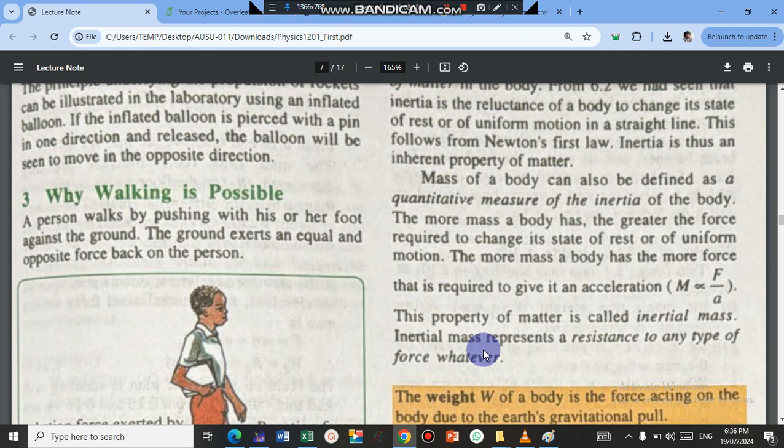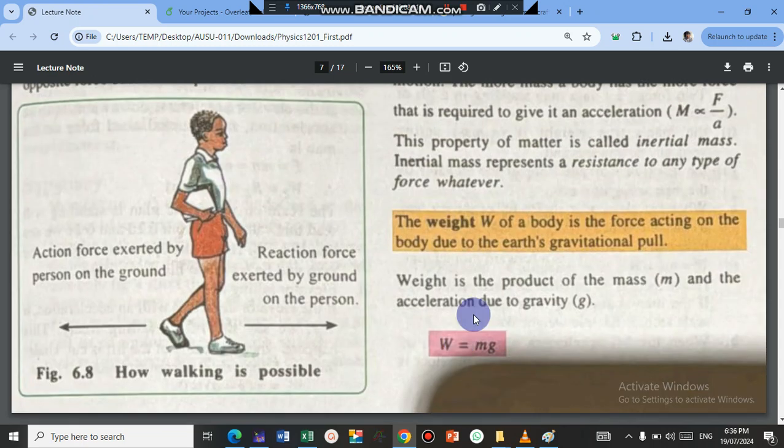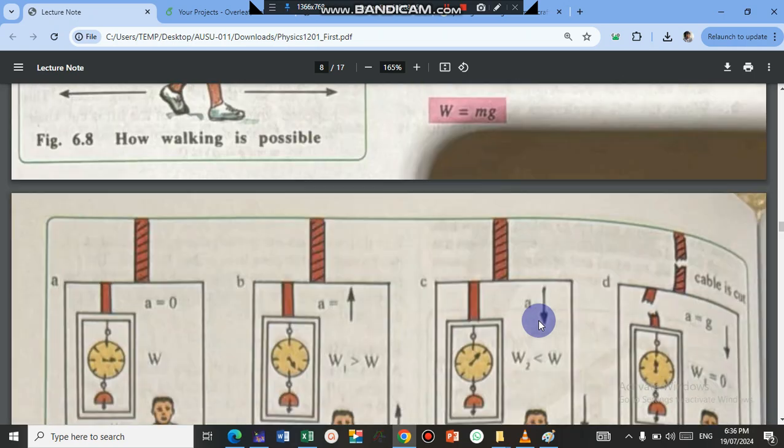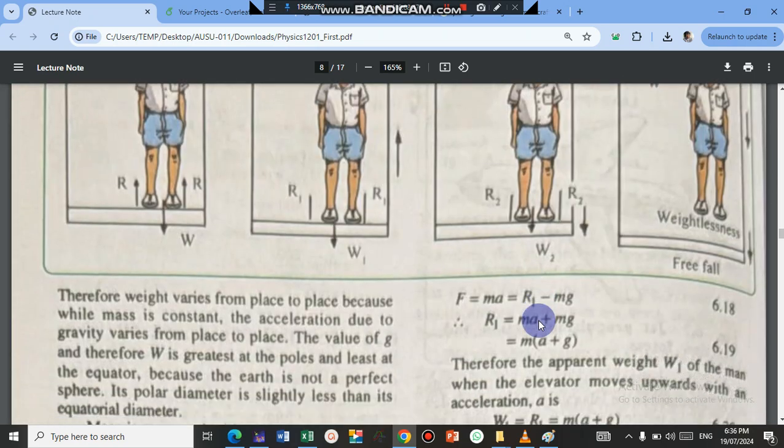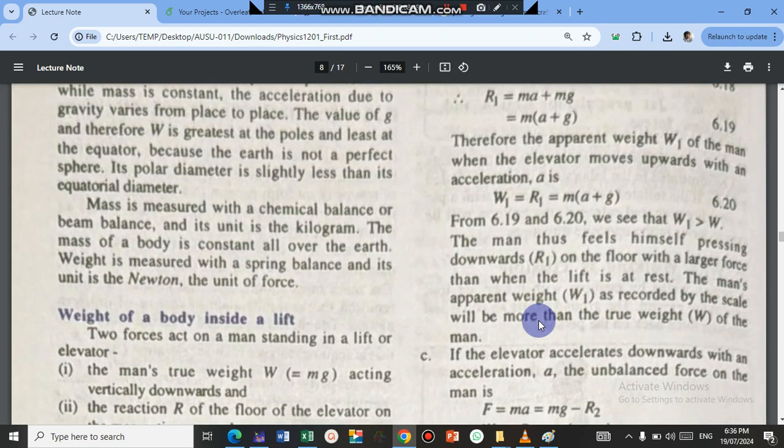Now, what about the weight? The weight of a body is the force acting on the body due to the earth's gravitational pull. The earth's gravitational pull on the body is what we call weight. And the formula is this: weight equals mg, where m is the mass of the body and g is acceleration due to gravity. In the next video, we are going to see more. Okay, let's conclude this.